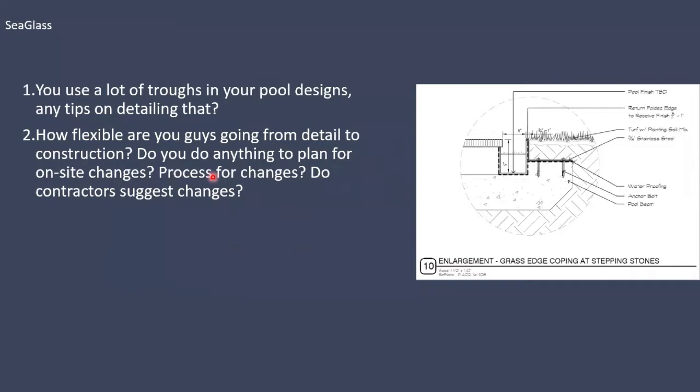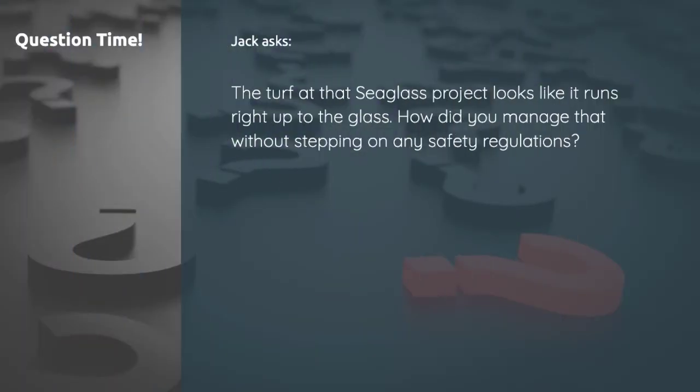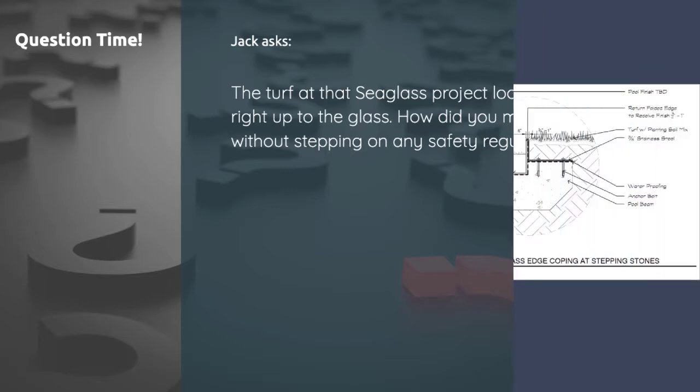Are there any other questions, Paul, that I need to touch on? Yeah, there's a couple here. While you're on the subject of your troughs, we had a question that came in on the safety of that, because we saw in the Sea Glass project that had the trough going right up to the turf, and then of course there's a lot of glass. Are there any issues you've had with either safety regulations, or how consideration of safety has influenced your design on such cool designs?